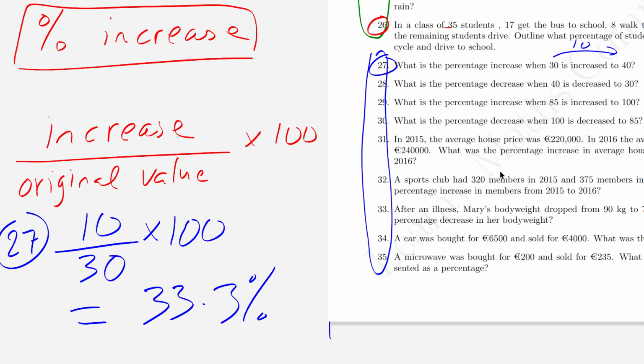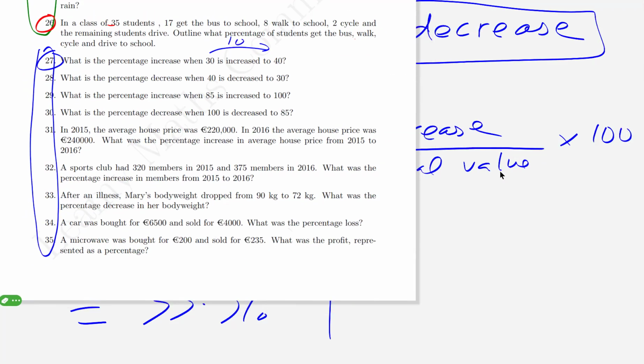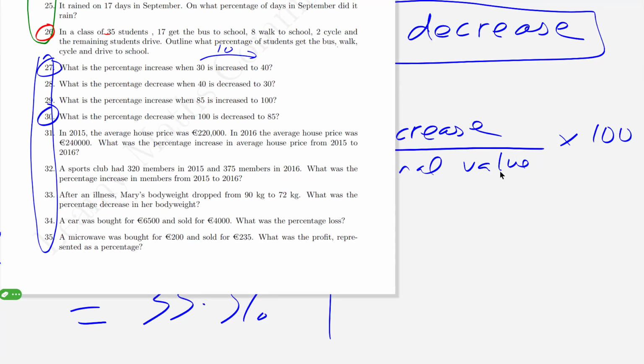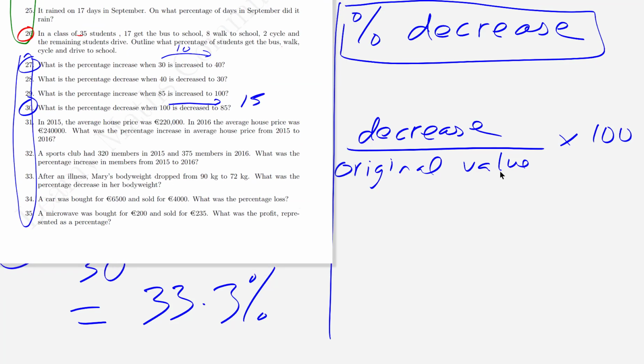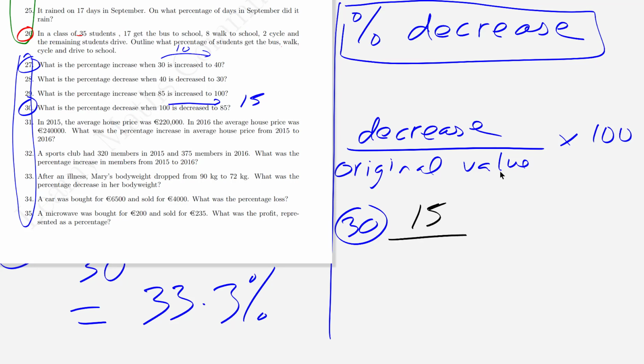I'll do one more example of that for you. Let's say I do question 30. What is the percentage decrease when 100 is decreased to 85? So that decrease from 100 is down 15. So the decrease is 15. For question 30, the decrease is 15 over the original value, 100, because we started with 100, times 100. So you get a 15% decrease is the answer in that case.